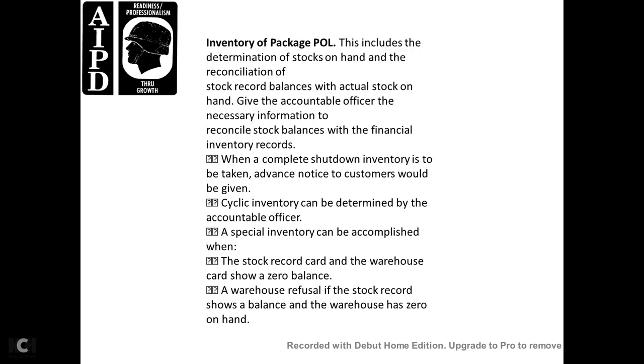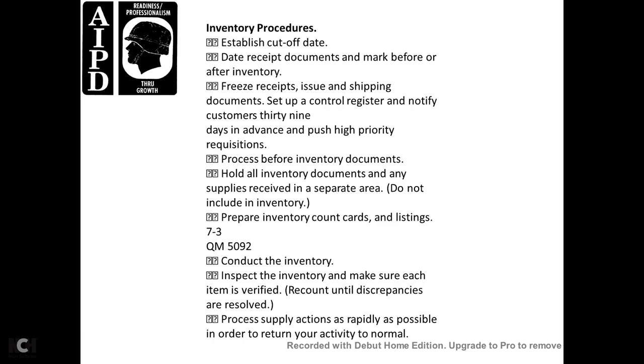Inventory of packaged POL includes the determination of stock on hand, with the relocation of the stock and the record for the balance of the actual stock on hand, to give the accountable officer the necessary information to reconcile the stock with the financial inventory record. A complete shutdown of the inventory is to be taken advantage of, and the customer will be notified. The cyclic inventory can be determined by the accountable officer. The specific environment will be accomplished when the stock record card and the warehouse card show a zero balance, and the warehouse refusable stock record shows zero on hand.